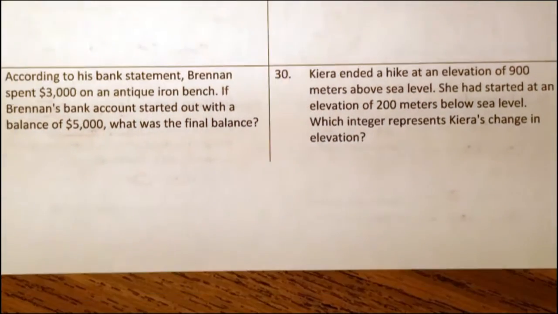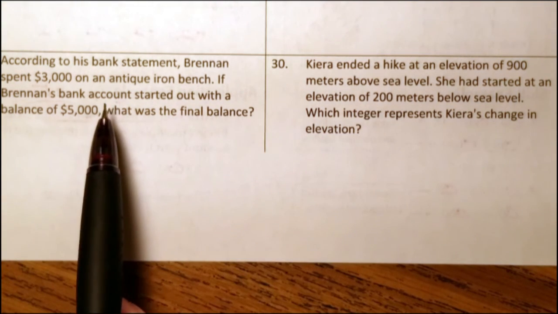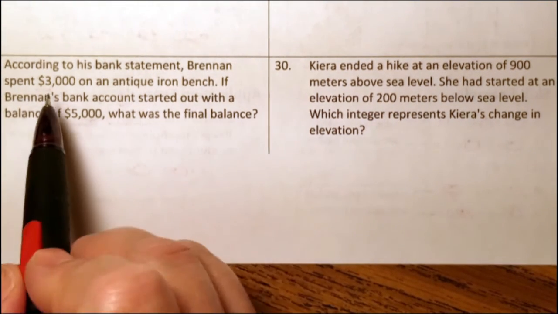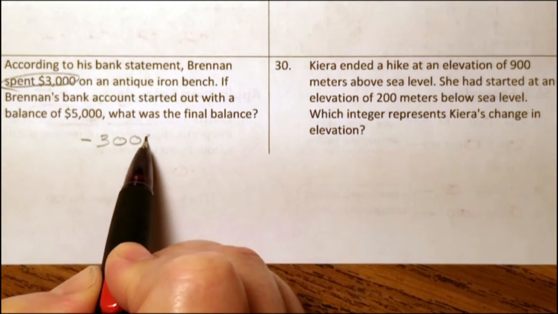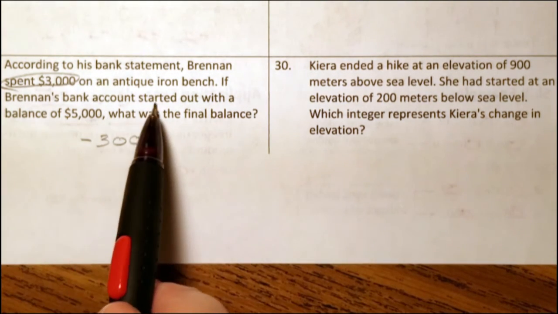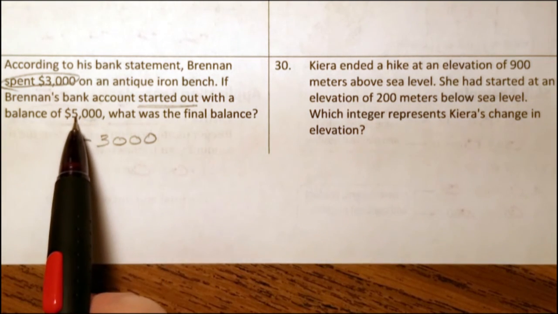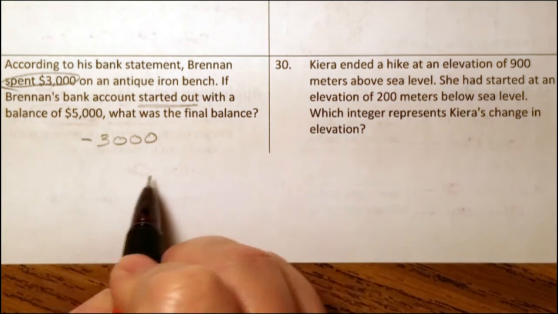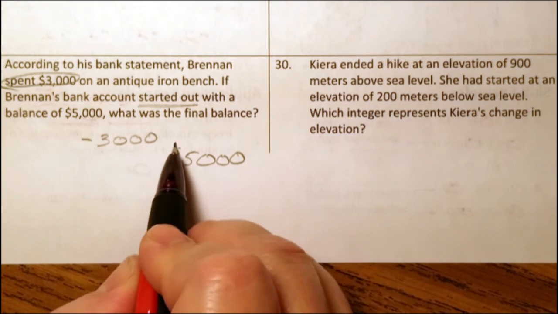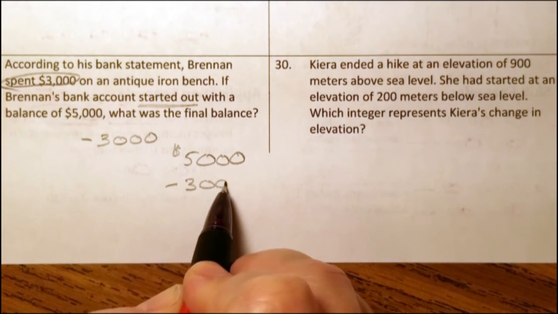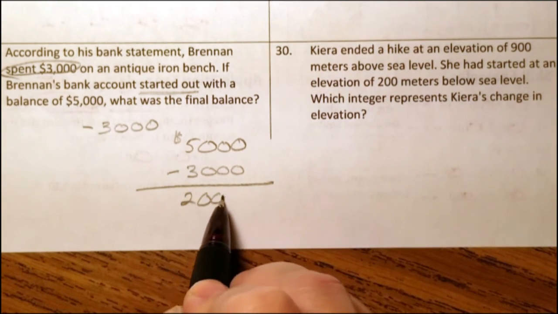On number 28, according to his bank statement, Brennan spent $3,000 on an antique iron bench. So he spent, that's negative 3,000. If Brennan's bank account started out with a balance of 5,000, so we have positive $5,000, and we spend $3,000, we're going to be left with $2,000.